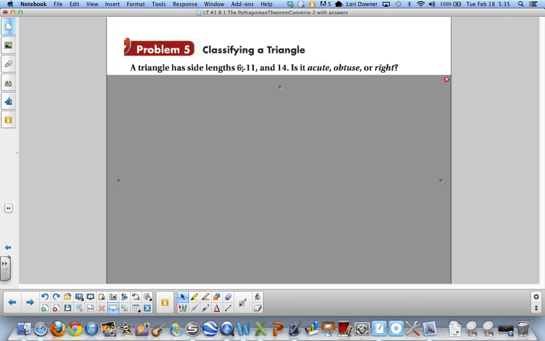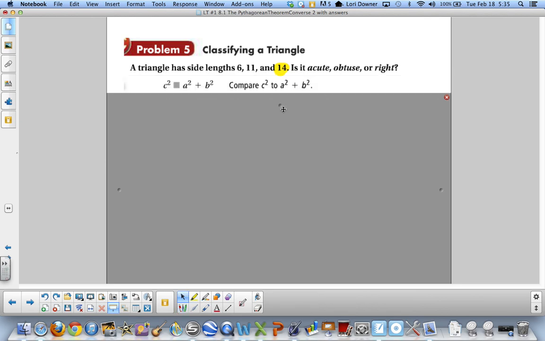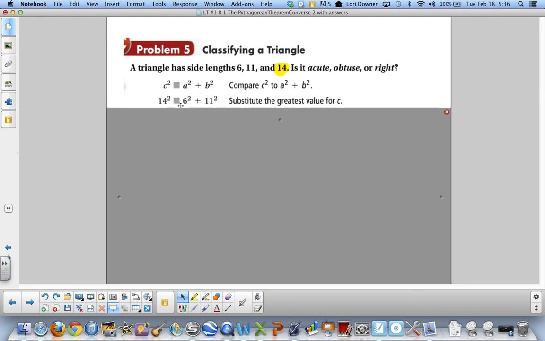So a triangle has lengths 6, 11, 14. Is it acute, obtuse, or right? So which one would we select to be the hypotenuse if we were testing this out? It would have to be 14 because that's the longest side. So what I'm going to do in my C squared compared to A squared plus B squared is plug in 14 for C, 6 and 11 for A and B.